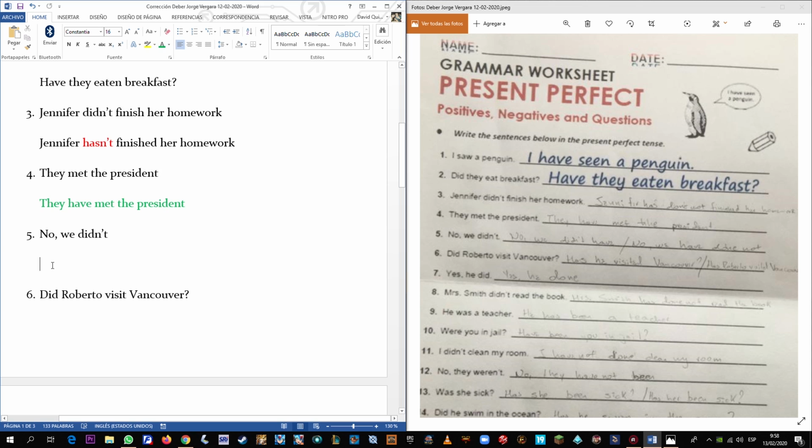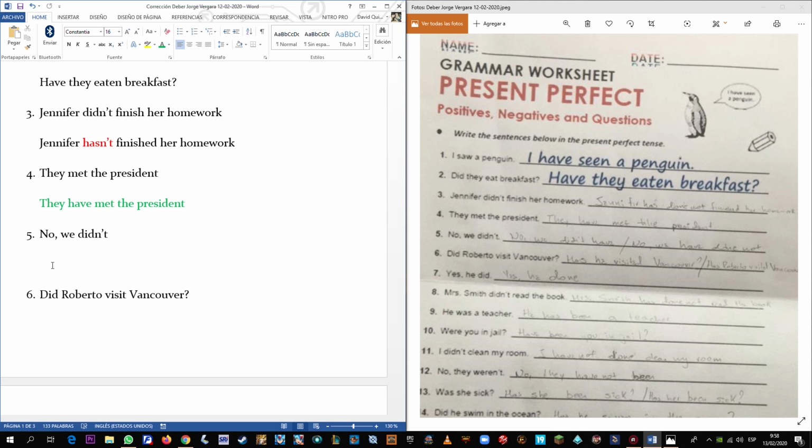Now the fifth sentence says, no we didn't. No we didn't is an answer, right? This answer should be transformed to a present perfect answer. It means that we have to conserve the personal pronoun and change didn't to hasn't or haven't according to the personal pronoun. In this case, we should use have, and in negative, have not or haven't.